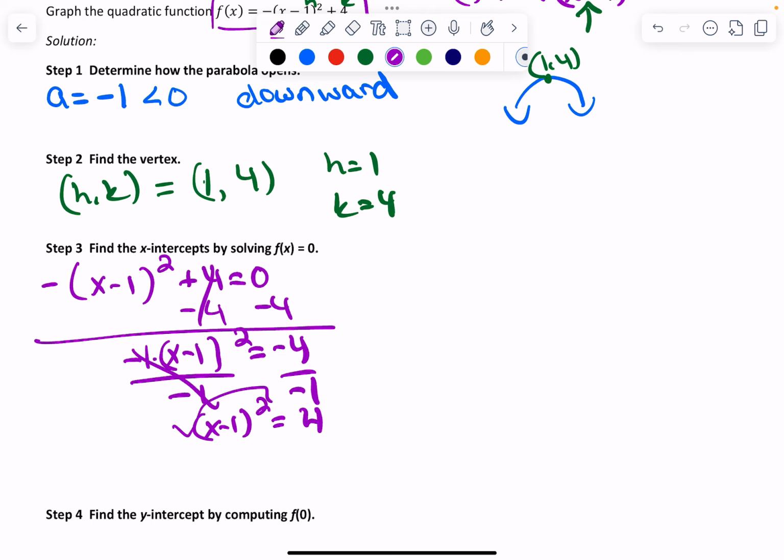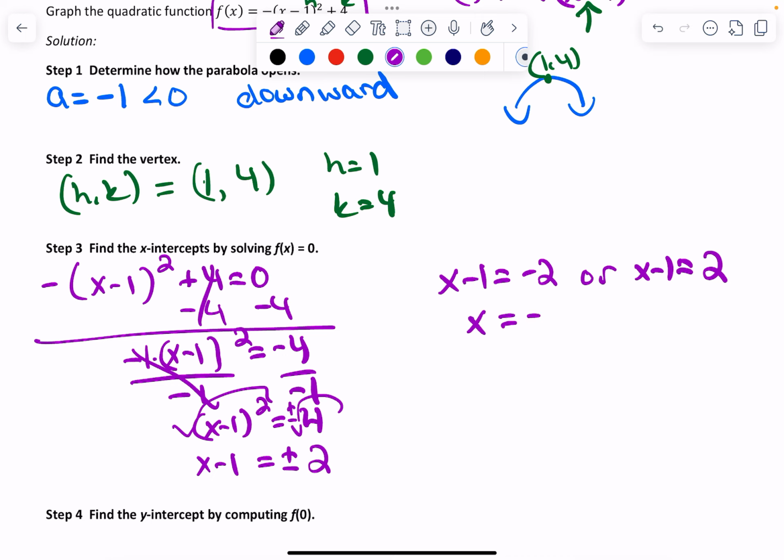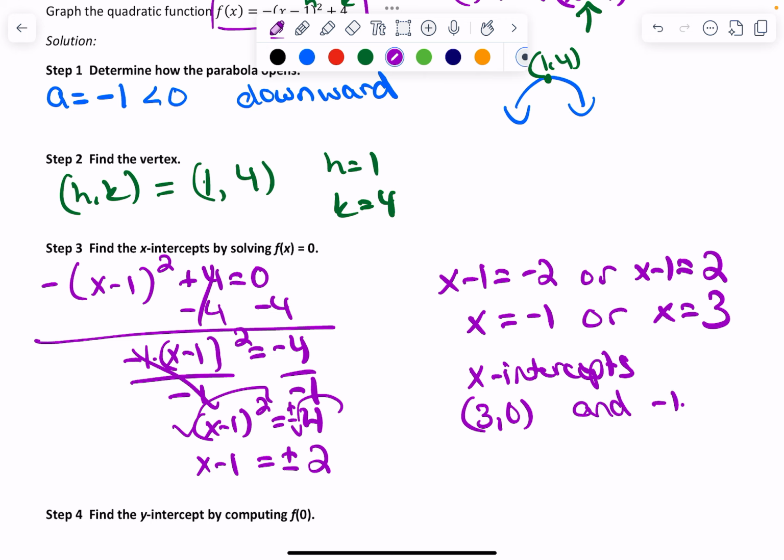Now we're going to take a square root, positive and negative. X minus 1 equals positive and negative 2. So we have x minus 1 equals -2 or x minus 1 equals positive 2. And then when we add 1, we get x equals -1, or x equals 3. So our x-intercepts are going to be (3, 0) and (-1, 0).